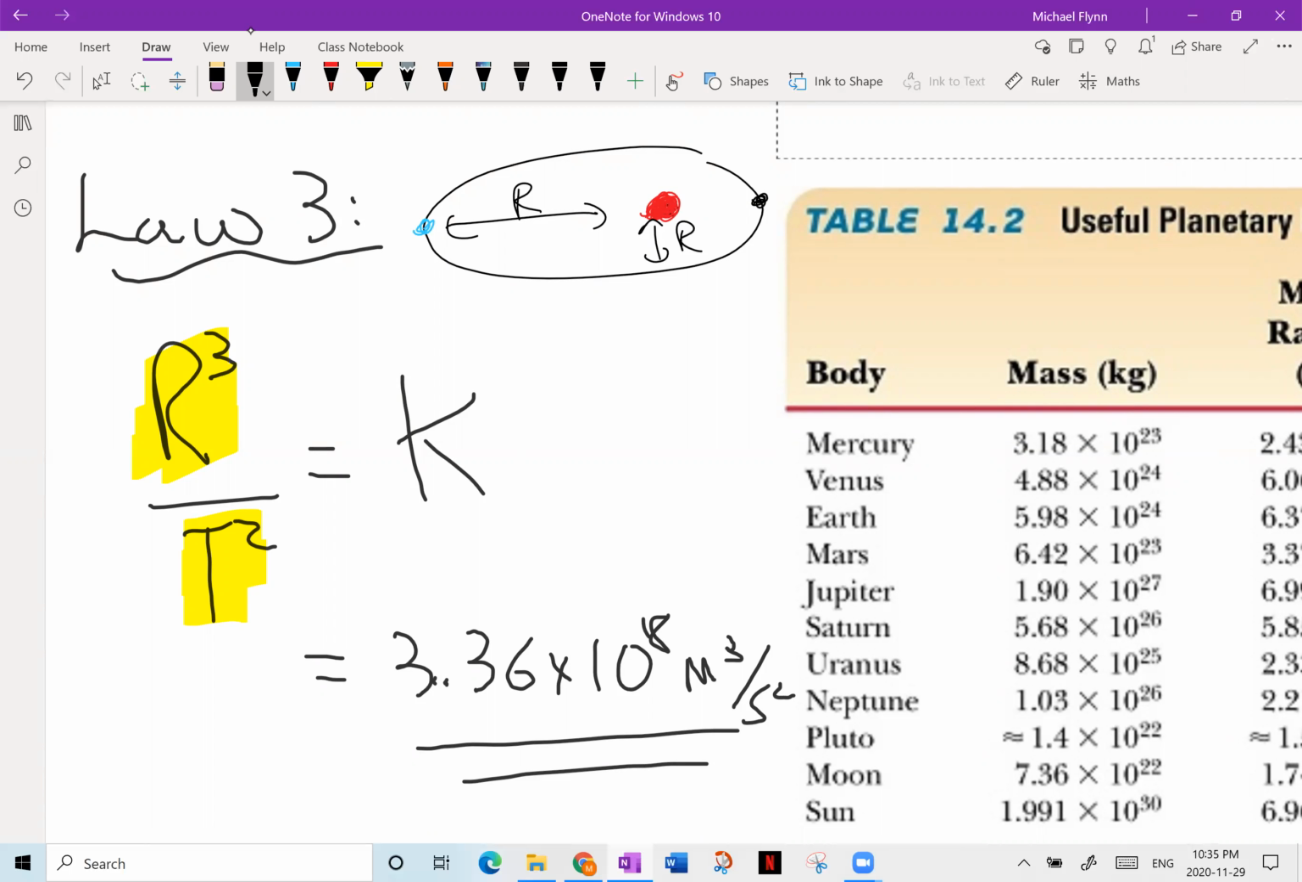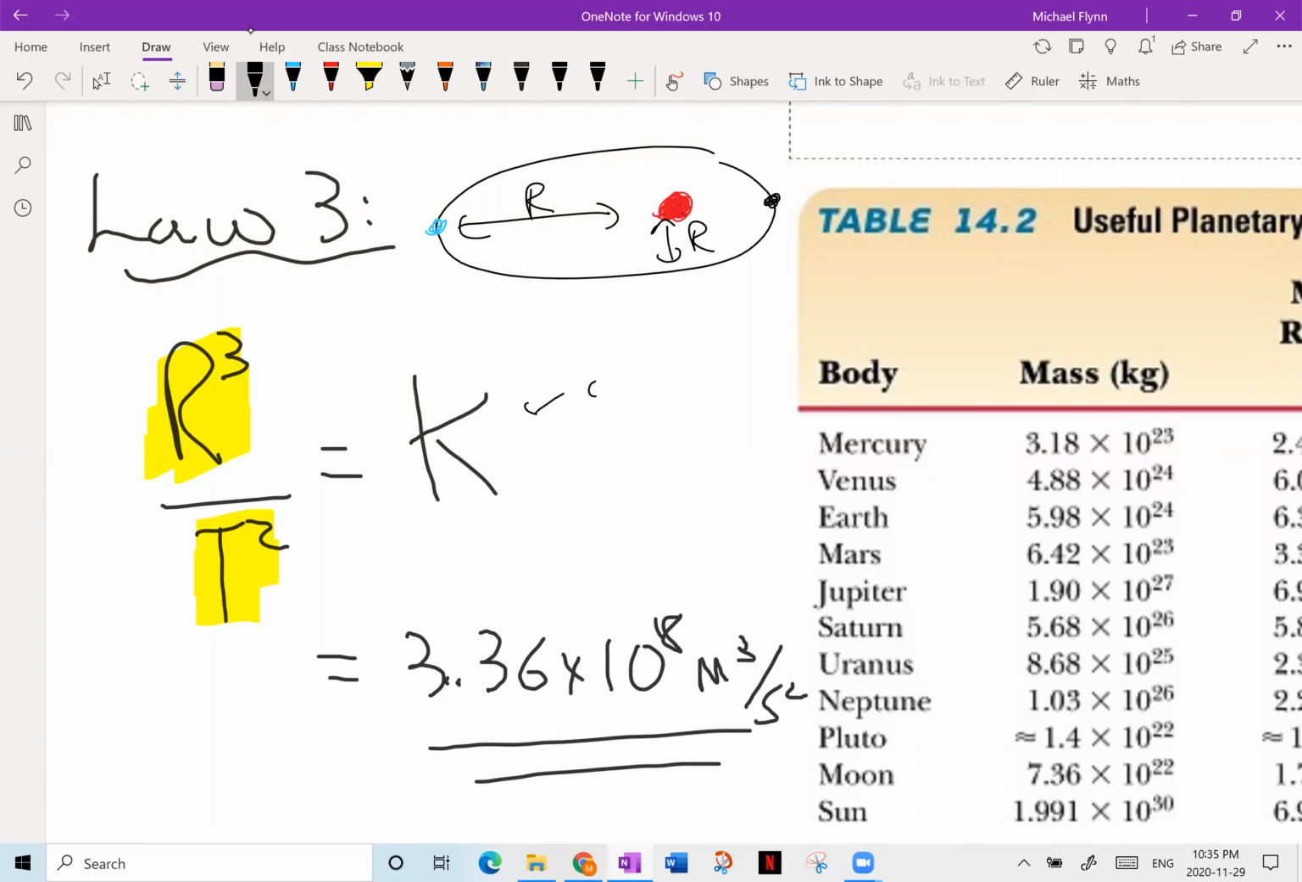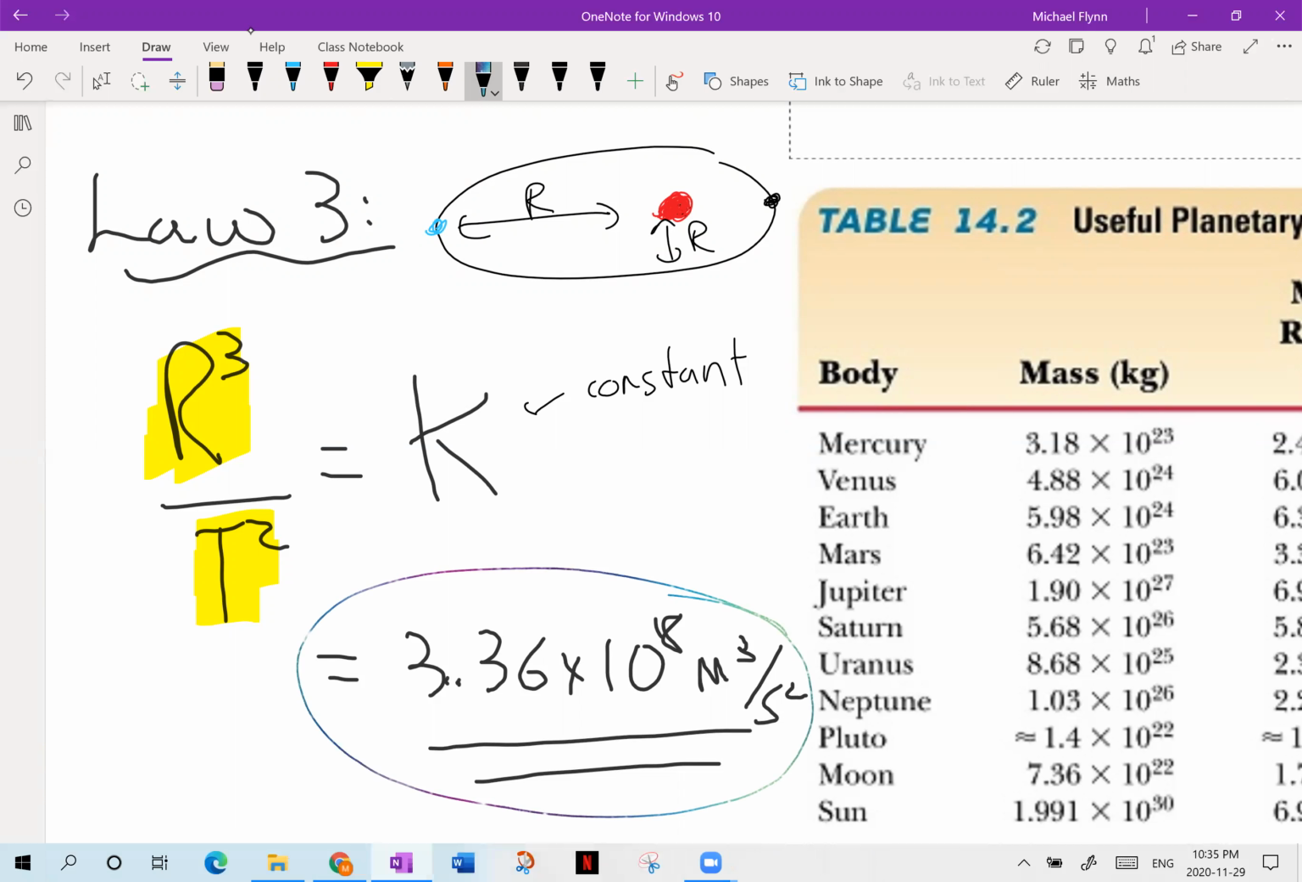But Kepler noticed a mathematical pattern. He noticed that if you take the cube of the radius and divide by the square of the period, you end up with a constant that we call Kepler's constant. And the constant is actually written, let me use a rainbow because it's so special. This is Kepler's constant for our solar system, 3.36 times 10 to the 18 meter cubed per second squared.